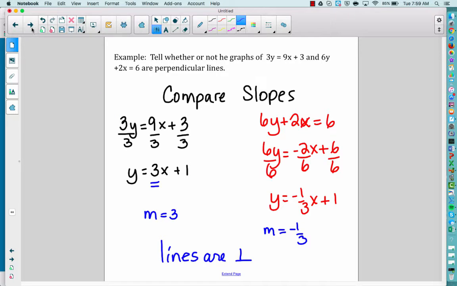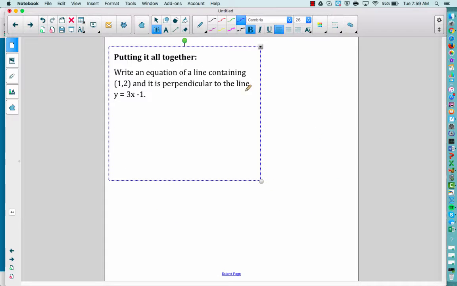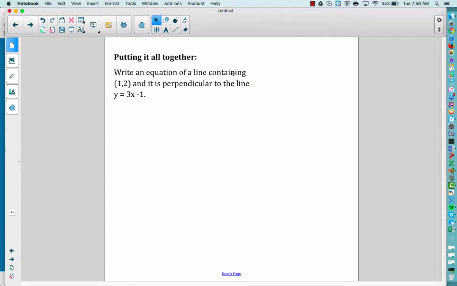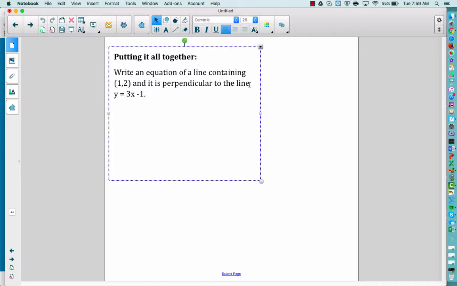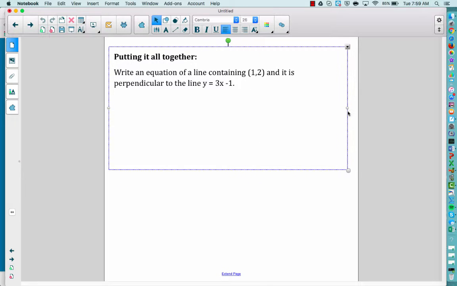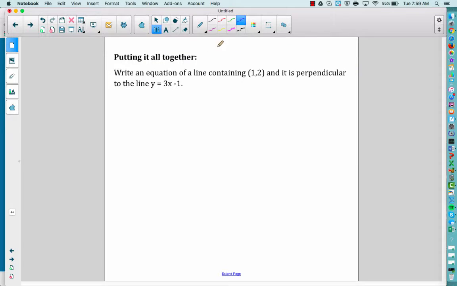All right, now how do we put all this together? Well, I could say to you, write an equation of a line containing the point (1, 2) and perpendicular to the line y equals 3x plus 1. All right, so let's review. The minimum that we need is a point and a slope. So even write it down for yourself. Those are what you need. All right, so I have my point.